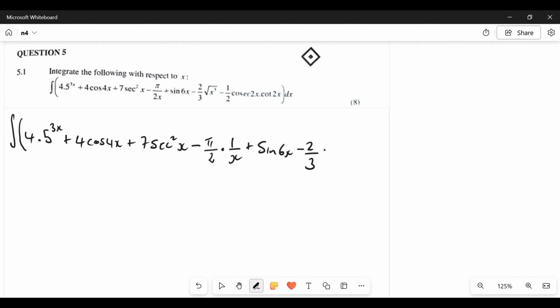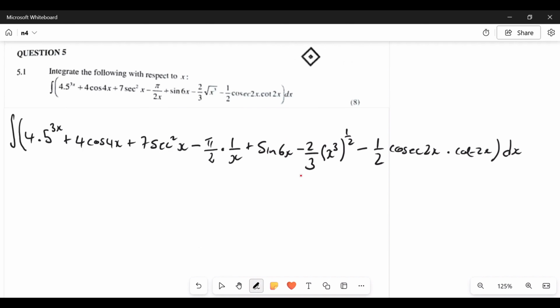So we can write this term like this: open bracket, x cubed. Instead of writing the root, we can write in terms of exponents. We have 1 over 2 as the power there, and minus. The last term there is also fine, no simplification required. We can say 1 over 2 multiplied by cosec 2x multiplied by cot 2x, close bracket, dx.